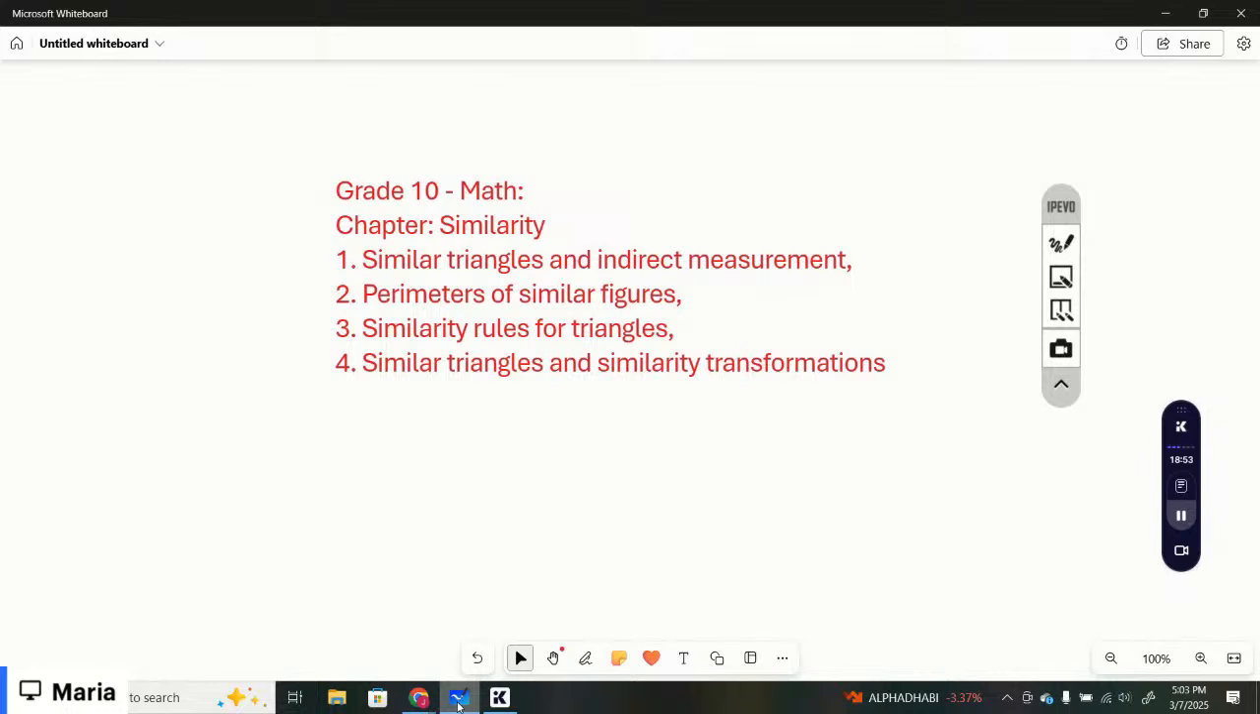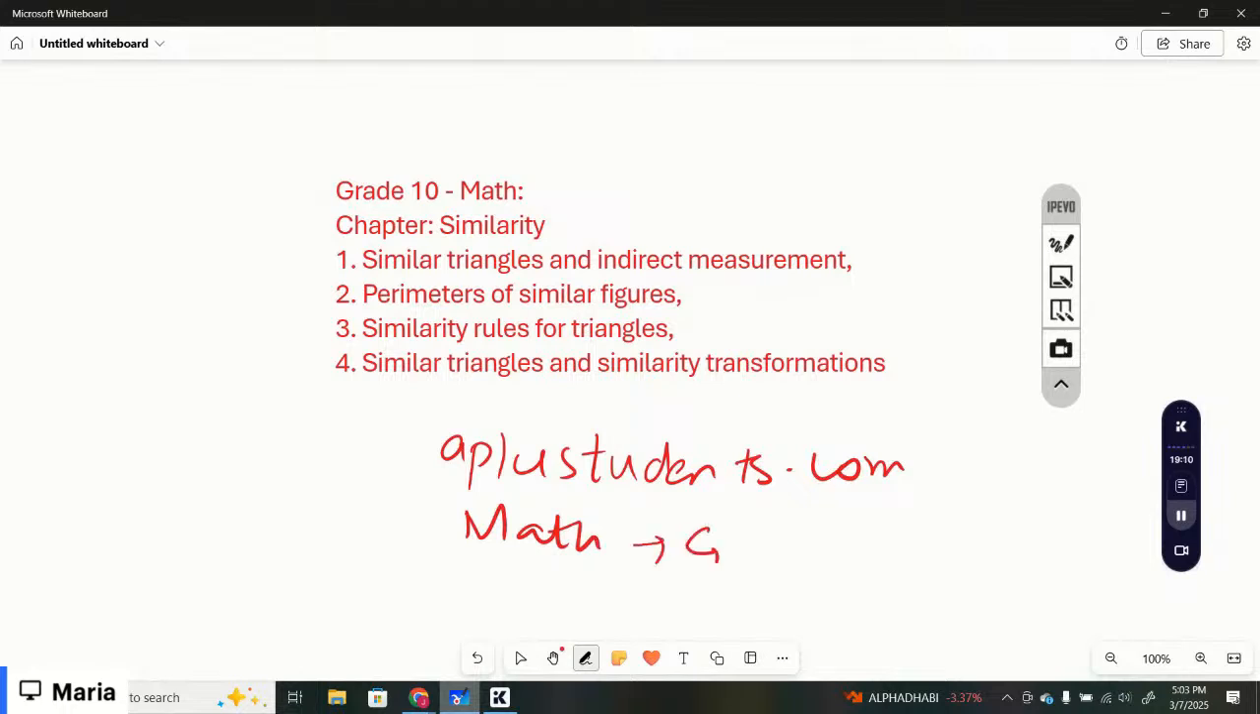You can find all the lessons on aplusstudents.com. You have to log in there using your email address, and the password is provided by the administrator. Then you have to select math from the subject tab, scroll down to grade 10 math, and then click on view all lessons. There you can find the list of the chapters. We're going to start with the chapter similarity.